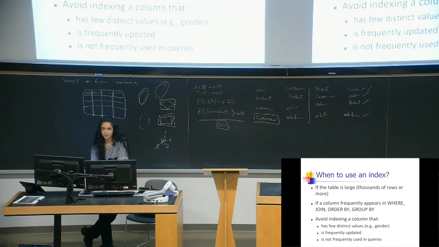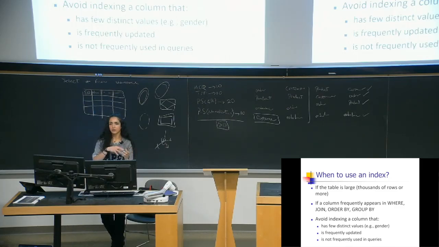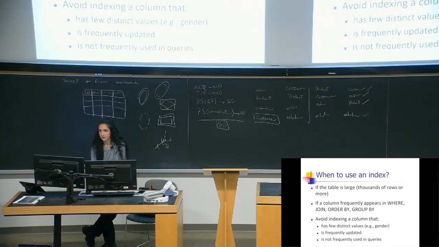Also if a column frequently appears in WHERE, JOIN, ORDER BY, GROUP BY, basically in queries. For example, when you join large tables, it takes a lot of time, so you want to speed up the query. Avoid indexing if your table is small or you have few distinct values, since the search is easy anyway, or if the column is frequently updated and not frequently used in queries. If it is used frequently in queries, as I mentioned before, you may want to introduce an index on those columns.